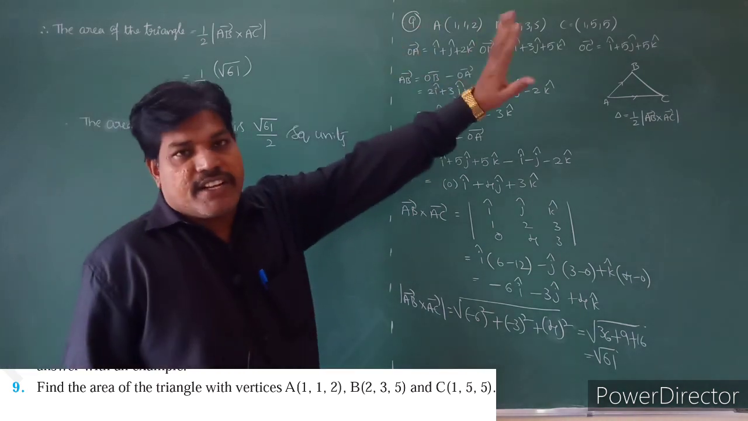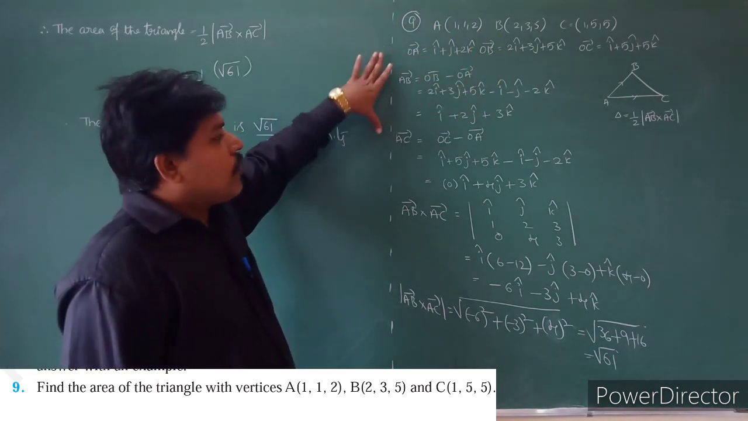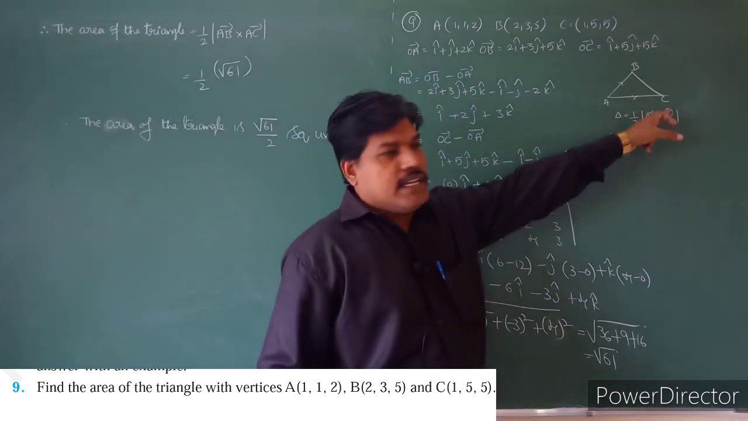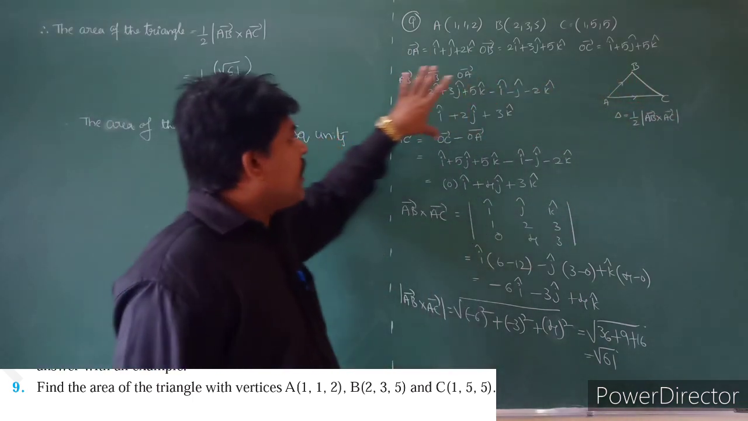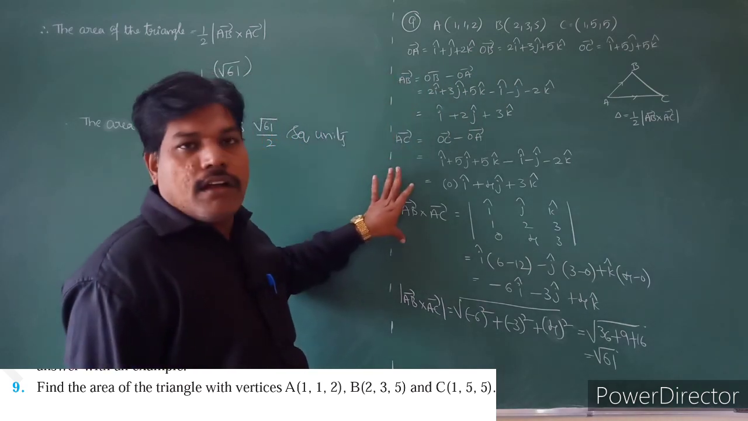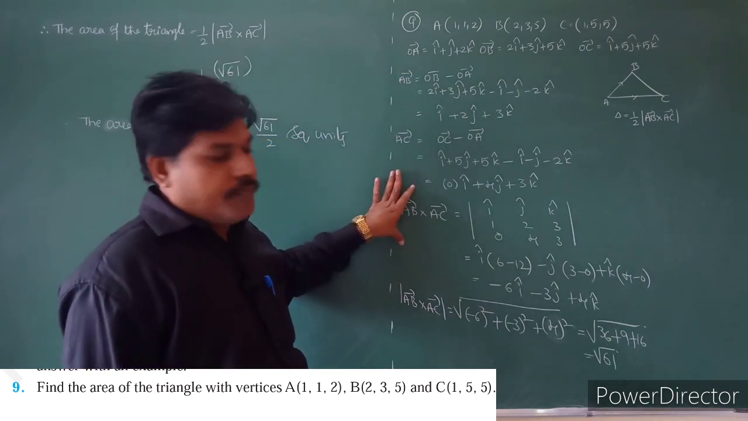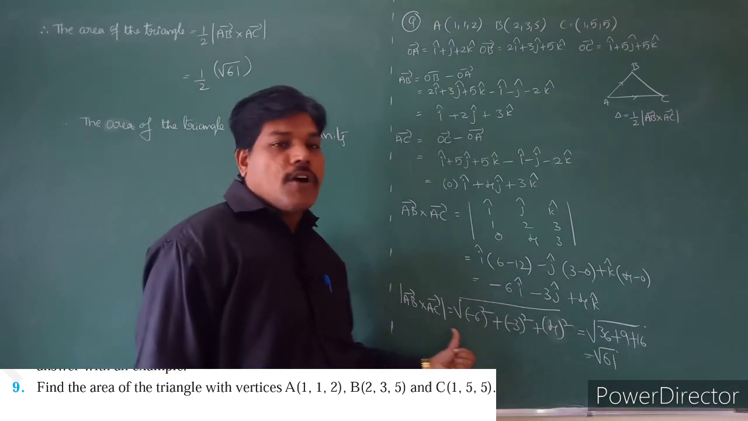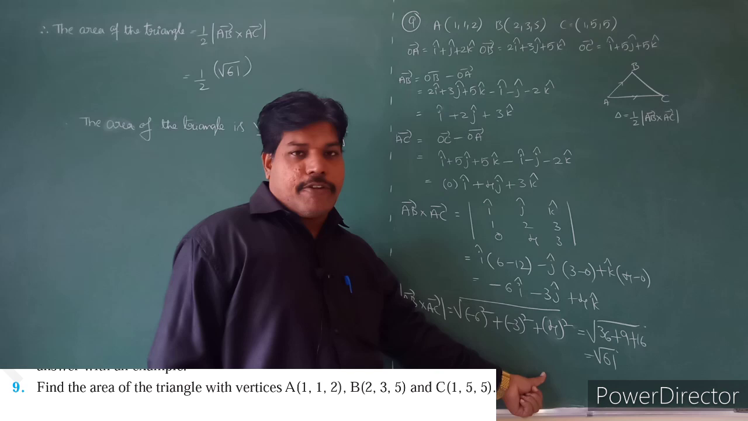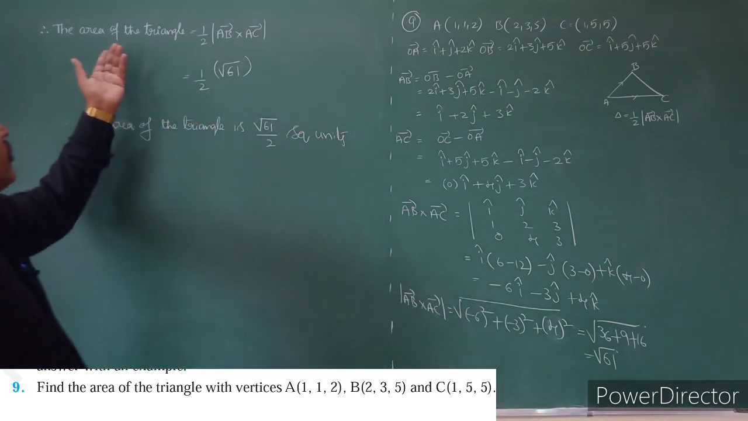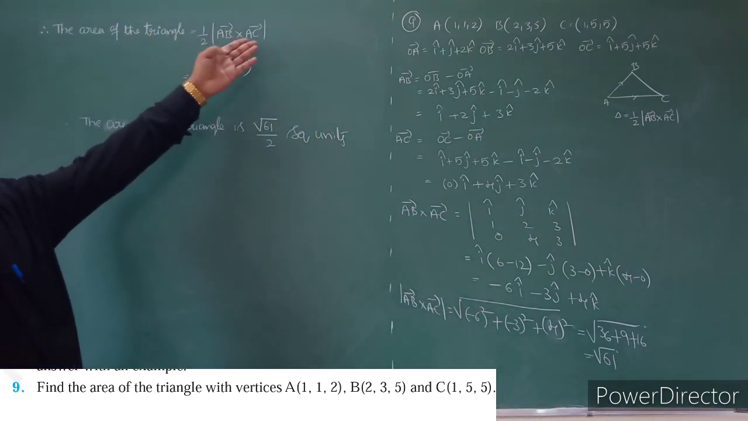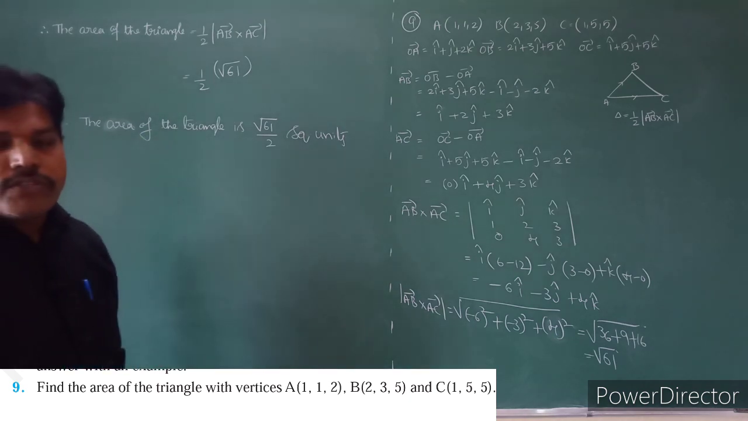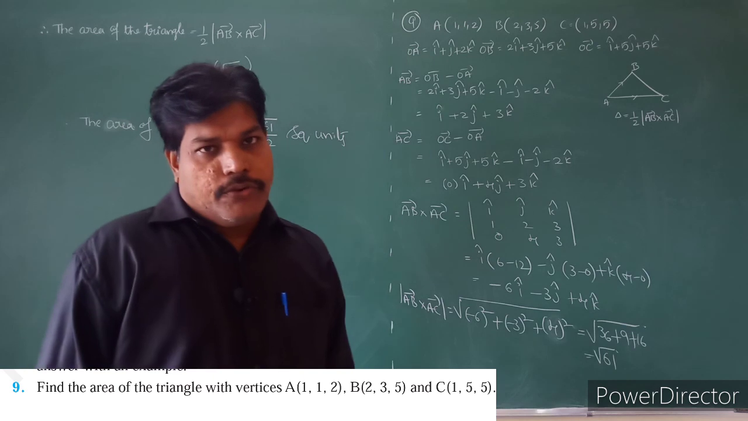So A, B, C, three vertices are given. First we have to calculate the two adjacent sides of the triangle, AB bar and AC bar. I am taking the two adjacent sides, then take the cross product. You will get AB bar cross AC bar, then calculate mod AB bar cross AC bar, you will get the magnitude. Then the area of the triangle is half mod AB bar cross AC bar. Therefore we can conclude that the area of the triangle is root 61 by 2 square units.